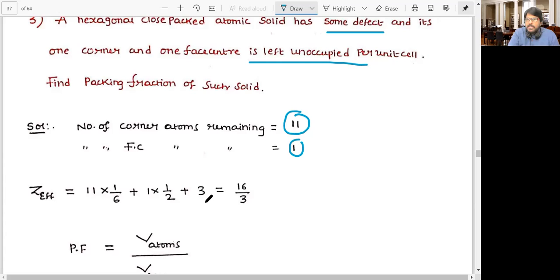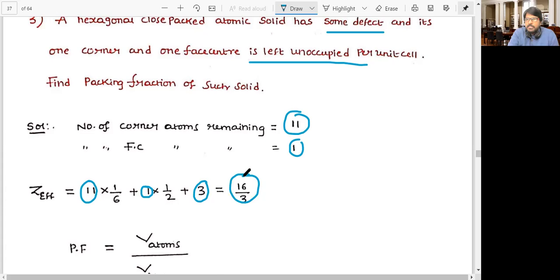Now, what is the effective number of atoms? 11 corners, and each corner contribution is 1 by 6. 1 face center contribution is 1 by 2. At the center of the unit cell, there are 3. If you add, you will get 16 by 3. Effectively, one unit cell has 16 by 3 atoms. I'm not talking about the full solid, only one unit cell, right?